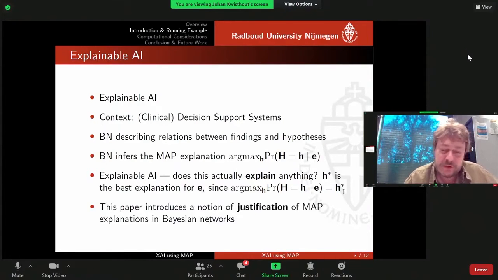So we want to, in this paper, introduce a notion of justification of these MAP explanations. So the goal is somewhat similar to Celia's goal. We approach it from a different angle, and we want to explain and justify a particular explanation in terms of the intermediate variables that were relevant towards ending up in that particular explanation. So that's the purpose of this paper.